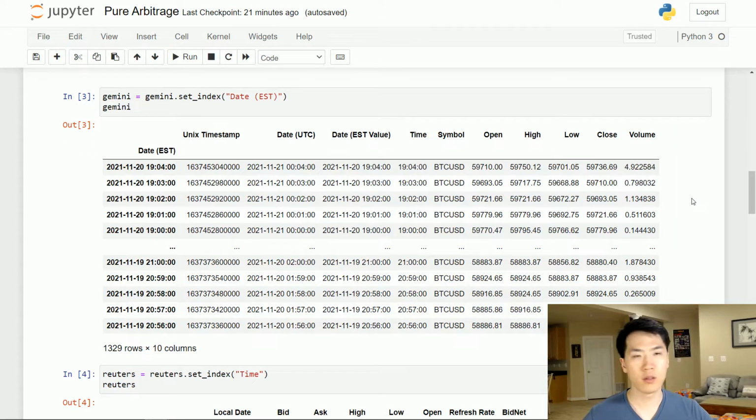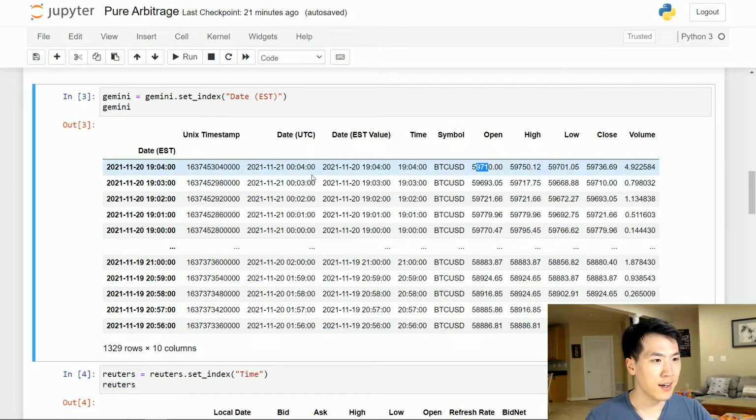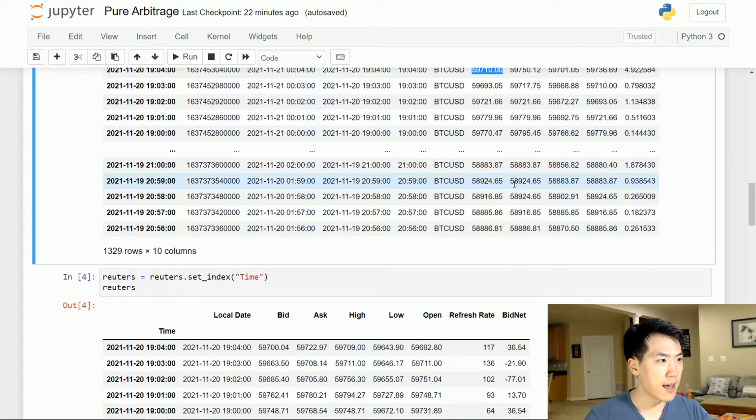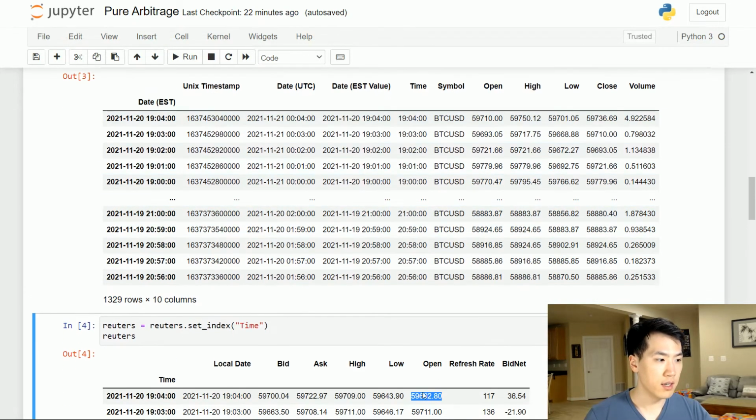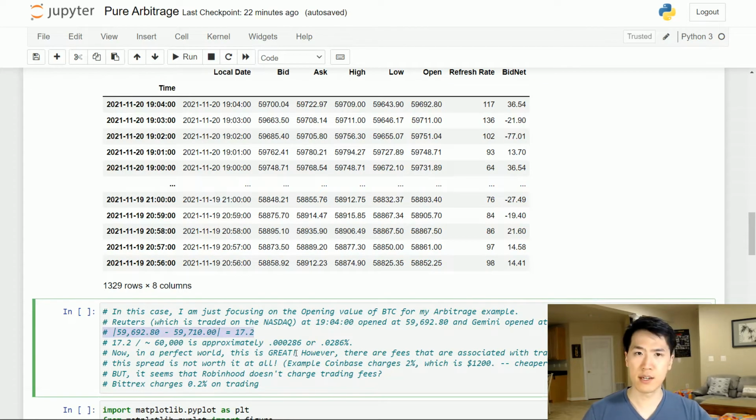Okay, so for efficiency's sake, let's look at this. 7:04, 2021, November 20th. The opening price of Bitcoin was $59,710. Notice that this price is not the same on Reuters, and let's just consider Reuters to be a different exchange. And this was 59,692. So there is a difference in prices at the exact same time point. I already did the calculation over here, and that was a difference of $17.2, which is approximately 0.0286% of the actual price. So in an ideal world, without any fees or taxes, you could potentially have made $17.2.